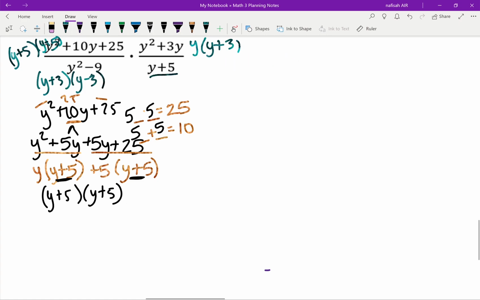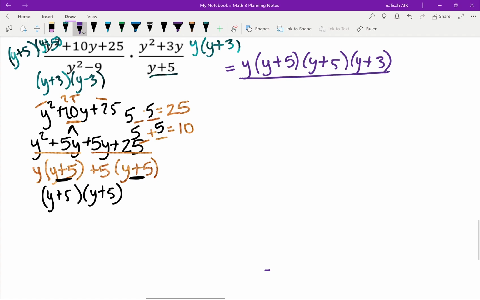Oh, I forgot I had a y. So again, I like to put my factors that aren't in parentheses up front and the factors with parentheses in the back. All right, so I have a y plus 5, a y plus 5, a y plus 3, divided by y plus 3, y minus 3, y plus 5.